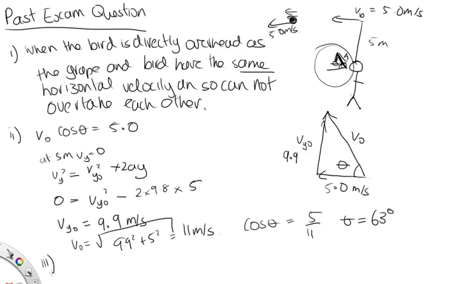Okay, part 3. If the air resistance on the grape was not negligible, how would that change your answer to 1? Okay, so if the air resistance was not negligible, then the grape would be slowing down as it covered the distance, which means that you would have to actually throw it with a greater horizontal velocity to start with. So initially it would have a greater horizontal velocity than the bird, and so it would cover that distance faster because over most of the distance it has a greater velocity, and so you'd actually have to wait until the bird had passed overhead to throw it.